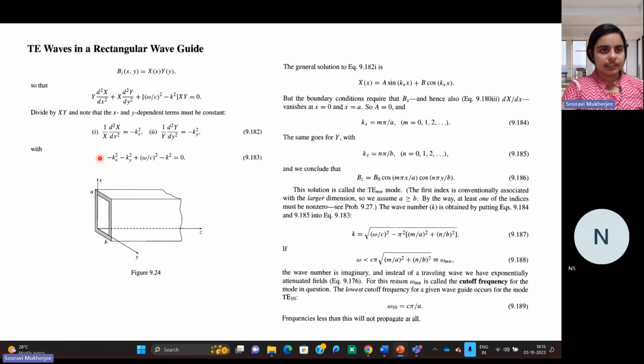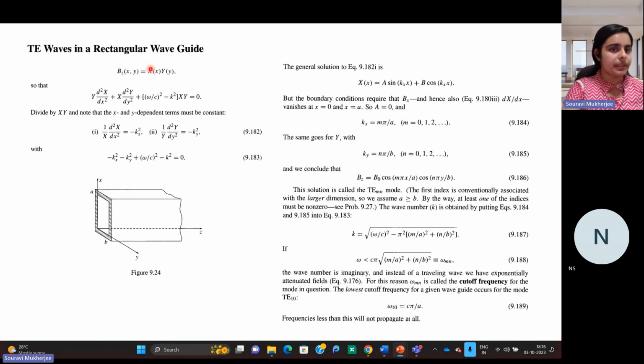So now let us look at the transverse electric waves in a rectangular waveguide. So you have a waveguide like this. These are the dimensions a and b. Suppose we are told that you will get transverse electric waves. That means Ez is 0, right? Now you want to find how the electromagnetic waves will be.